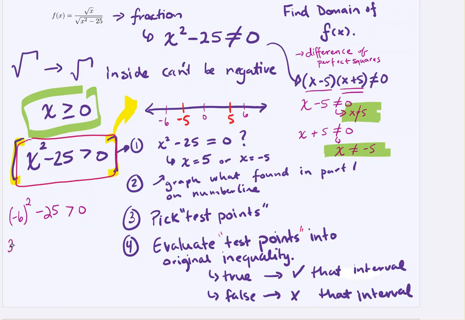Negative 6 squared is a positive 36. If you're typing this into your calculator, remember the negative 6 needs to be in parentheses that you're squaring, because you're squaring all of negative 6. Otherwise, you're going to get a sign error and get negative 36, which is incorrect.